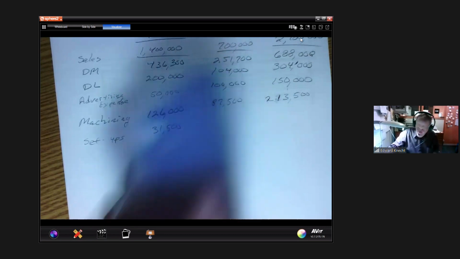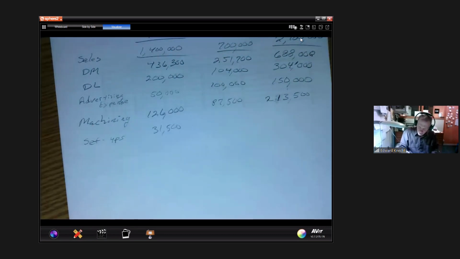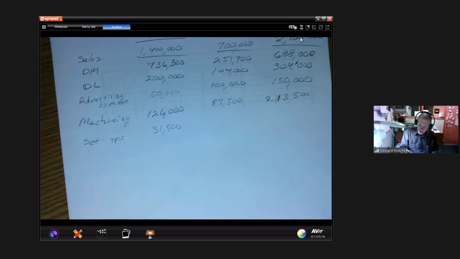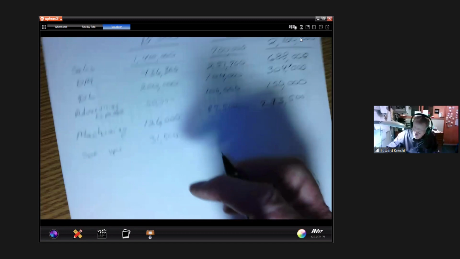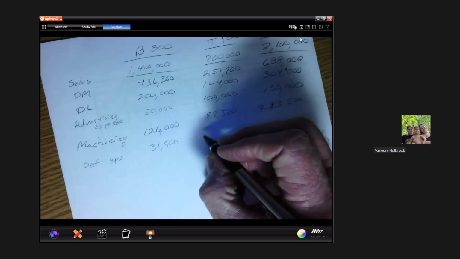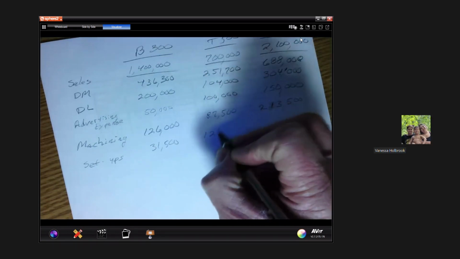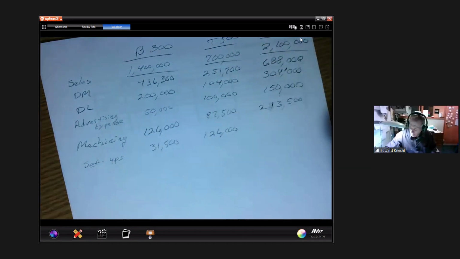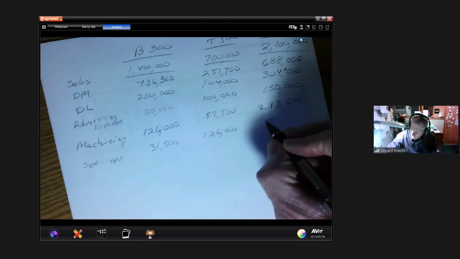And then T500 has 300 setups. So 300 times 420 would be 126,000. It's a lot more money assigned for that. And then together that is 157,500. Yep.